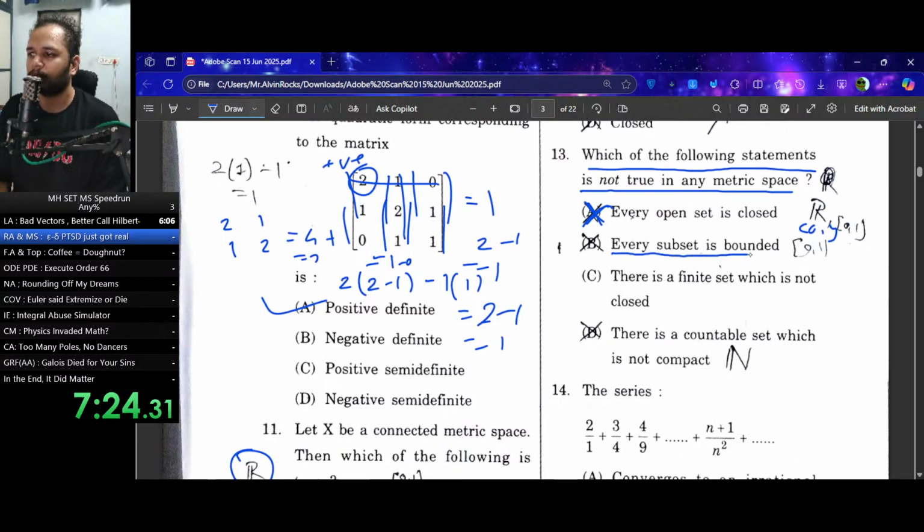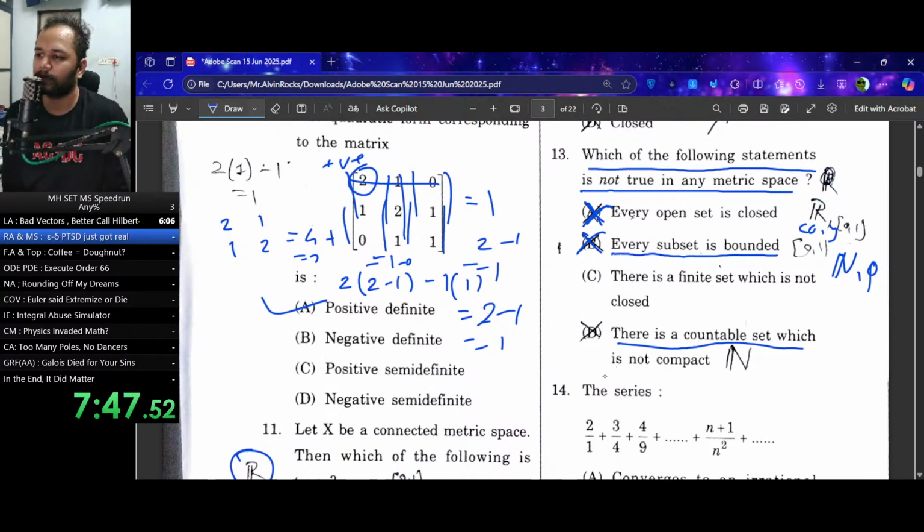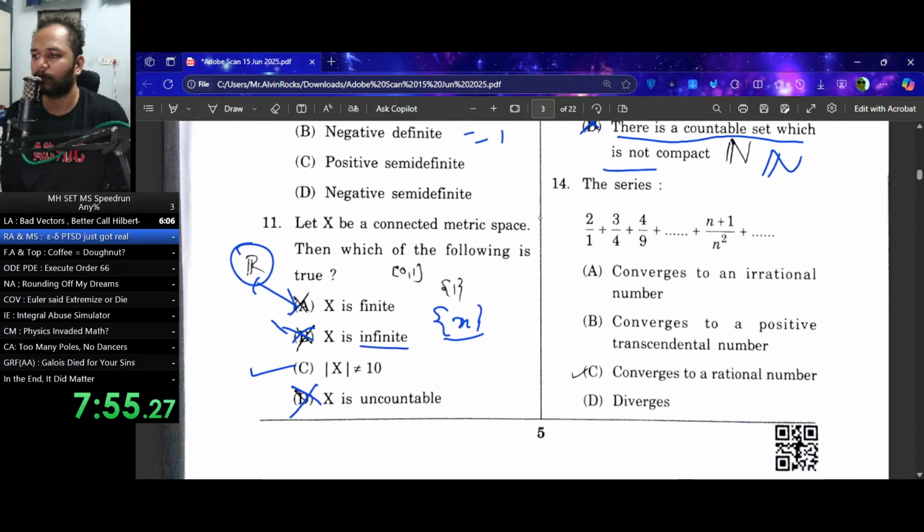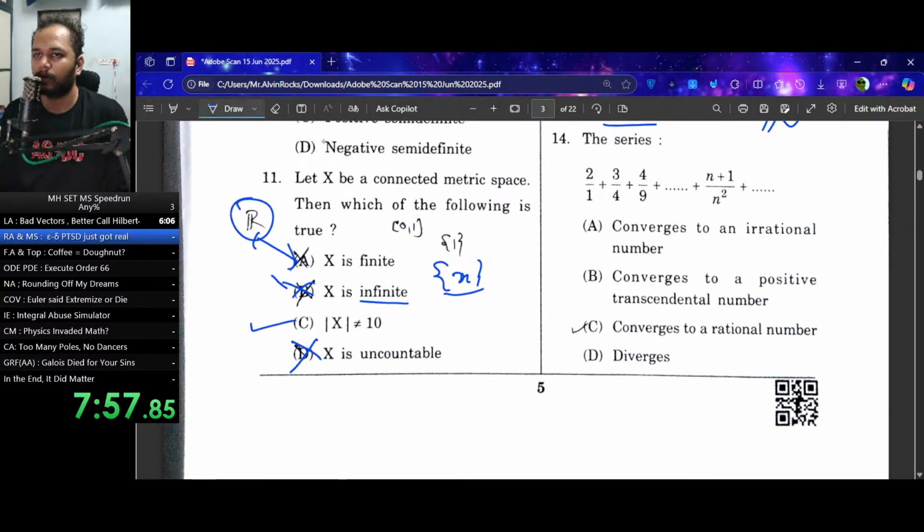Every subset is bounded, but this is not true in any metric space. It's only for finite cases. If you take naturals or rationals, then it fails. Apart from that, there is a countable set which is not countable, obviously N. Or there is a finite set which is not closed. That will be true. Okay, yeah, this is wrong.